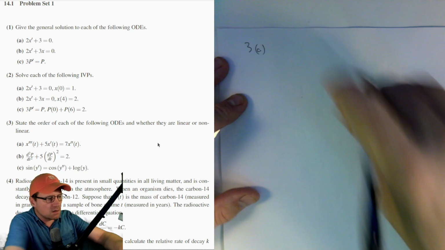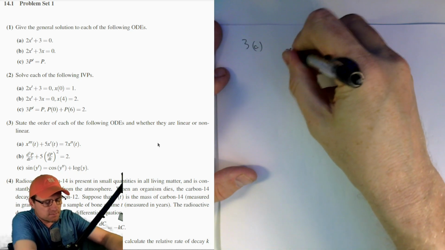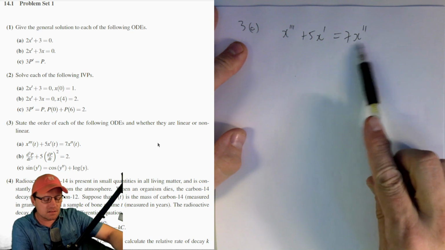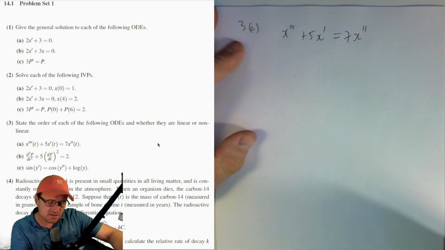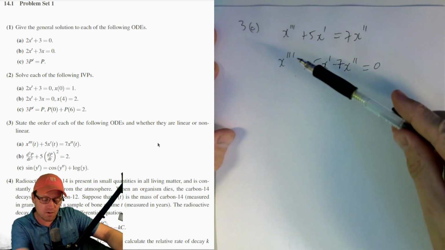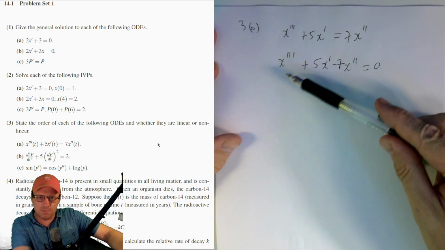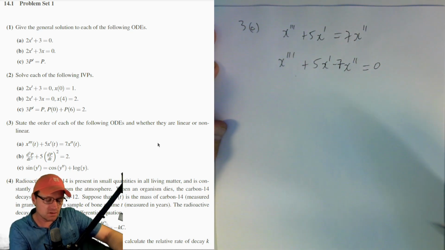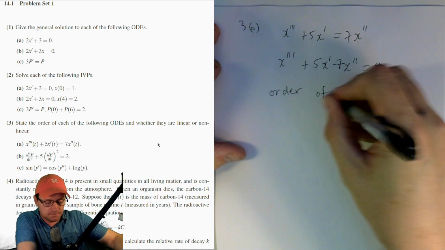State the order of each of the following ODEs. So in question 3a, if we were to take this 7x'' to the left-hand side, we have this. Now, the order of this is the greatest number of times x is differentiated with respect to t, and that's 3. So the order of the equation is 3.